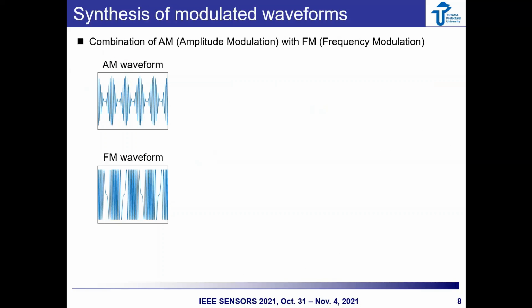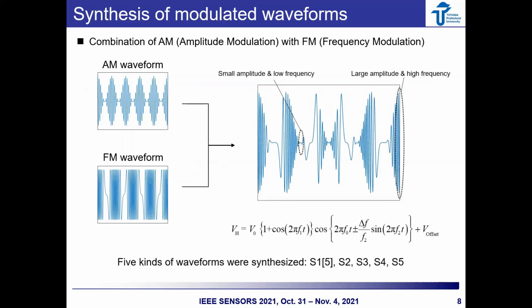Next, I'll explain the modulated waveform. In this study, we combined amplitude modulation and frequency modulation to synthesize the modulated waveforms. In amplitude modulation, the amplitude of the waveform varies as shown in the graph on the top. Whereas in frequency modulation, the frequency varies as shown in the graph on the bottom. Combining these features, we synthesize modulated waveforms with periodically varying amplitude and frequency. For example, the waveform has periods with small amplitude and low frequency, and with large amplitude and high frequency, and so on. In this study, we synthesized 5 kinds of modulated waveforms.